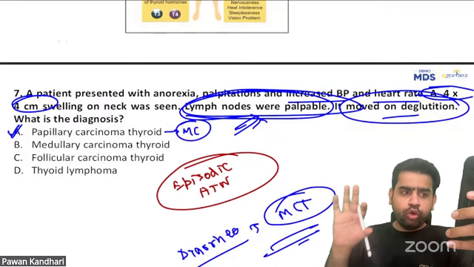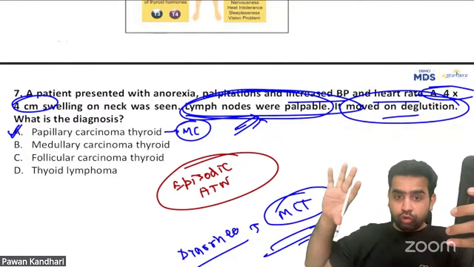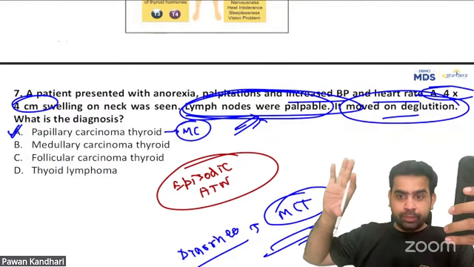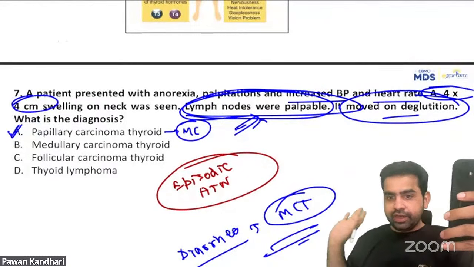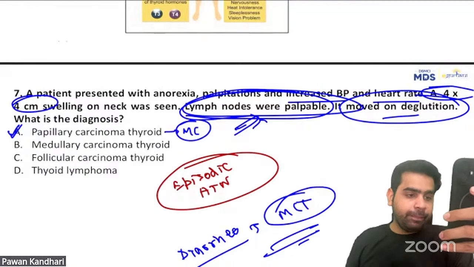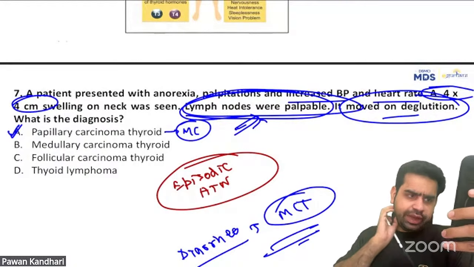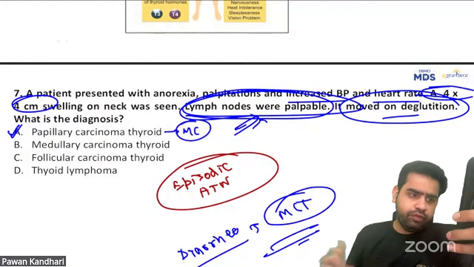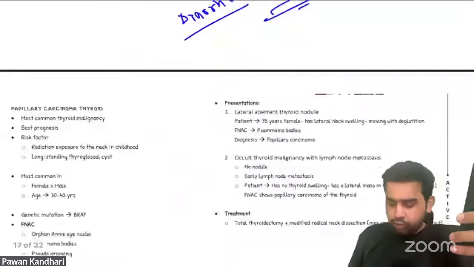I hope you got the drill. If the features of pheochromocytoma, episodic hypertension and so on were given, and diarrhea was given, then definitely it's a medullary carcinoma thyroid. But if they were not given, then I would go ahead with the papillary carcinoma thyroid. Now I think at least 4-5 students are saying that diarrhea was there. If it was there, definitely it's a medullary carcinoma thyroid, no doubt about it.